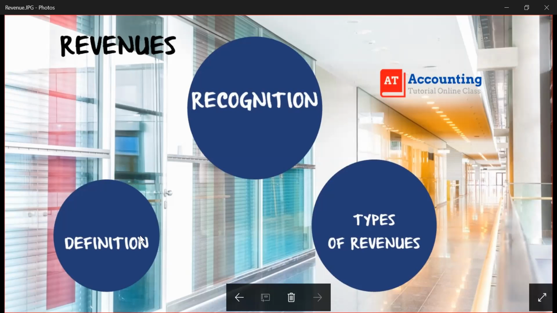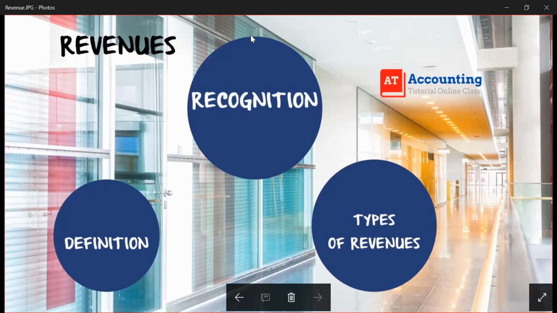So we have identified that. We have also discussed the recognition principle, like if you're on an accrual basis or on a cash basis. And then we've also discussed previously yung types of revenues, if it's operating or non-operating. Alright, so this time, let's have our quiz.